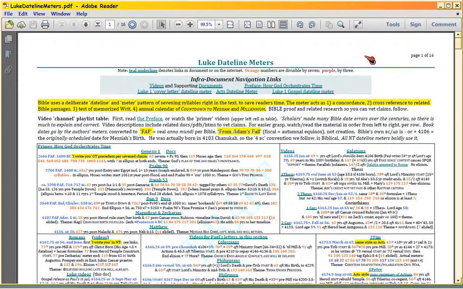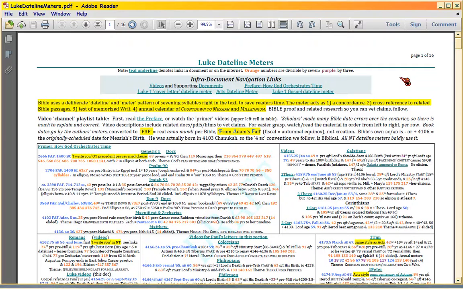Now, when you look at this, you're probably going to freak out. But I want to underscore the fact that I've been presenting this material very simply just to get your feet wet. But the actual material, the proof of what I'm talking about, is rather extensive. I've spent 8 years on it, and what you see before you now is Luke Dateline Meters.